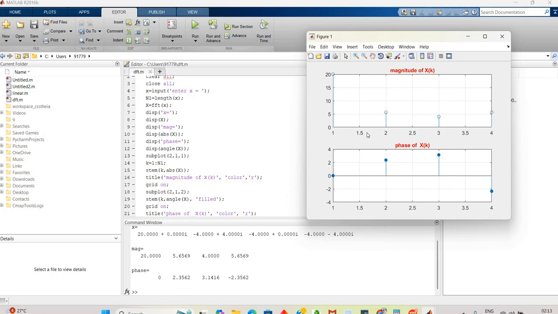Similarly, we have the phase. First it is 0 at 1, then at 2 it is 2.3562, so it is around 2.3562. At the third position we have 3.14, and the last one is minus 2.3562. So this is how you calculate the N-point DFT, and you plot the magnitude and phase spectrum for the N-point DFT. Hope you have understood the program and the problem. Thank you.